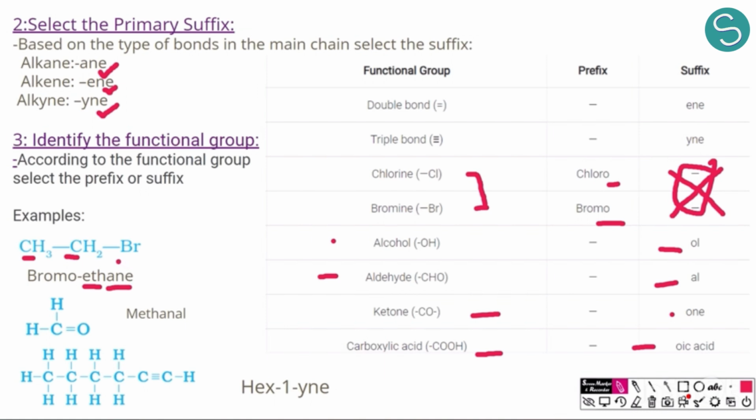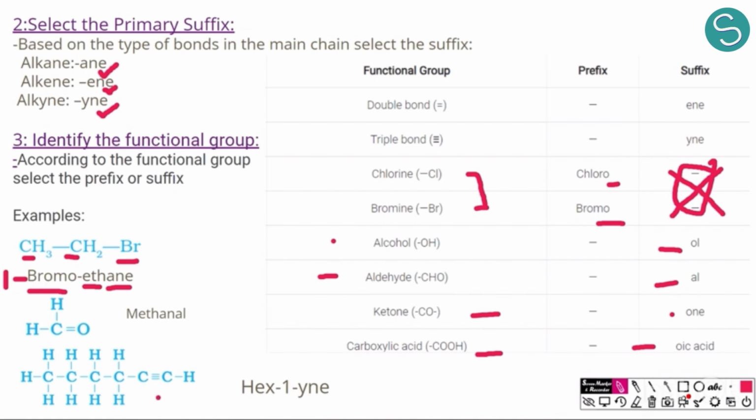We have bromine as the substituent. So bromine, we know we use the prefix bromo, so I have used bromoethane here. I can also write 1-bromoethane, but if nothing is mentioned, it is considered that the substituent is present on the first carbon only. So if there is any other carbon, then it is necessary to mention the position of the substituent as well.